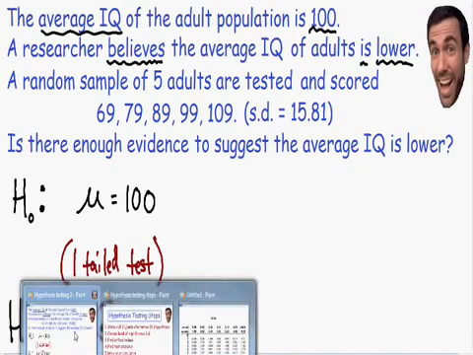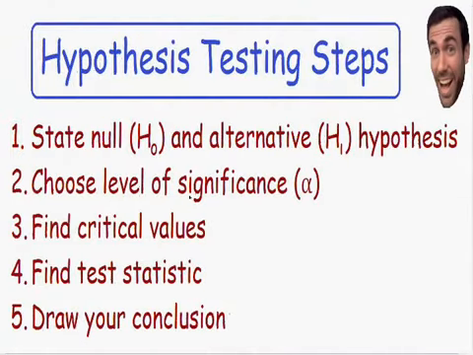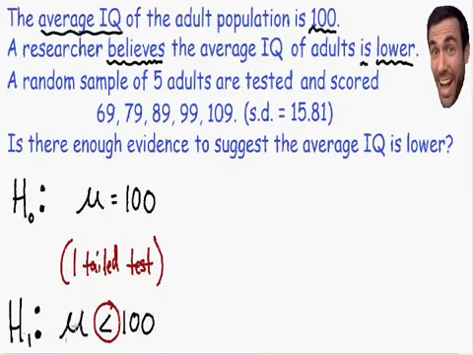If we go back to our hypothesis testing steps, step number 2 says to choose the level of significance, which is written with the Greek letter alpha. Now this is just the area in the tail. So let's go back to our example. We need to choose our level of significance, which is just the area in the tail.